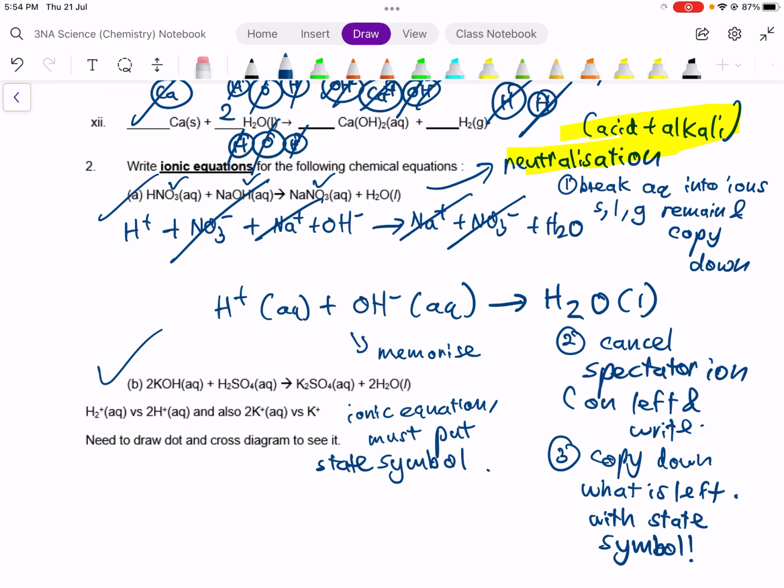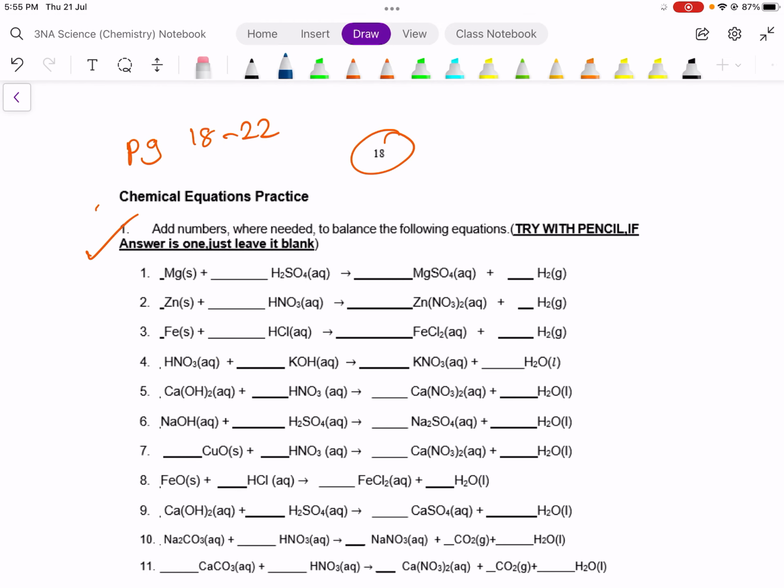Remember to do this worksheet 23, page 18 to 22. Very important. This is important, must practice. You need a lot of practice on chemical equations. Like I say, if you don't understand things like HNO3 is nitric acid, H2SO4 is sulfuric acid, you are going to have a lot of problems as we move towards your end of year, or even in Sec 4. Please practice.